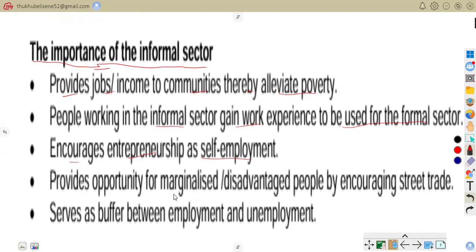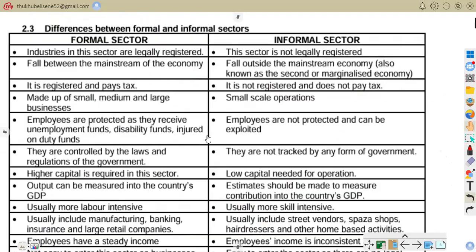It also provides opportunity for marginalized or disadvantaged people by encouraging street trade. So it creates opportunities for poor communities, whereby they can start their street trading. It serves as a buffer between employment and unemployment, helping people survive without formal jobs. These are the importance of the informal sector.